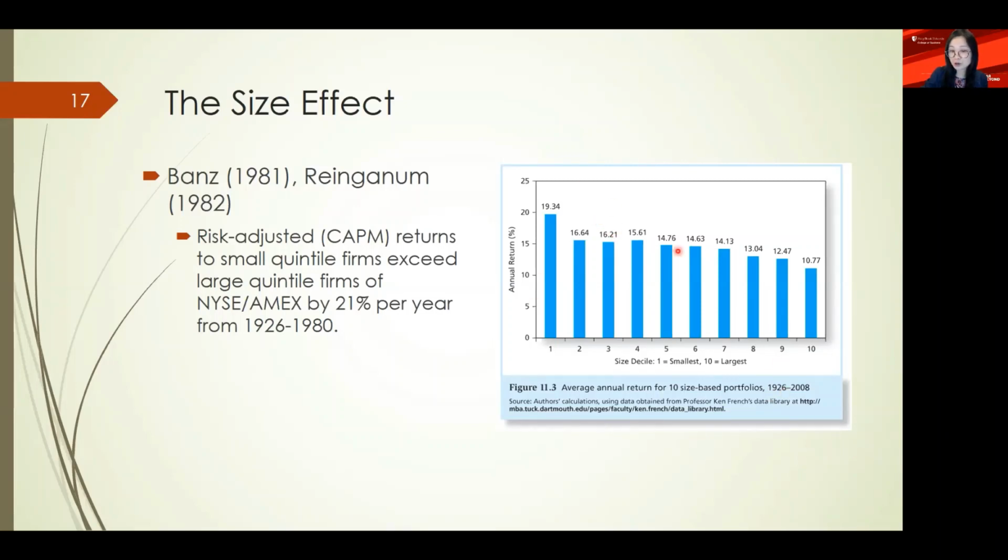Okay, so what you show here, we have data that's more updated from 1926 to 2008. You can see that small firms do much better than large firms. Okay, so that's the size effect.